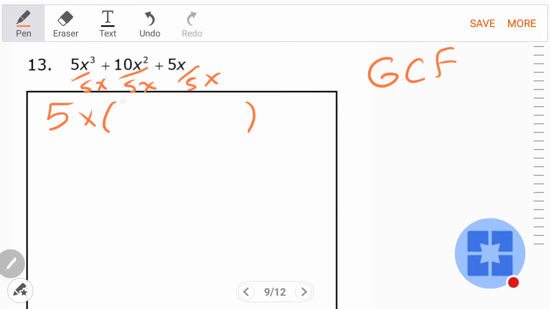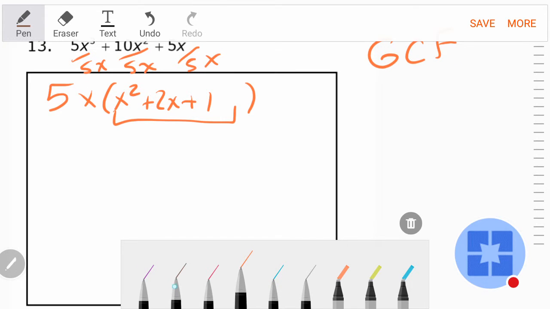All right, 5 divided by 5 is 1. X cubed divided by x is x squared. So we get plus 2x and then plus 1. Now we have to see if this inside part can factor. All right, and it does. I can tell you that right now.